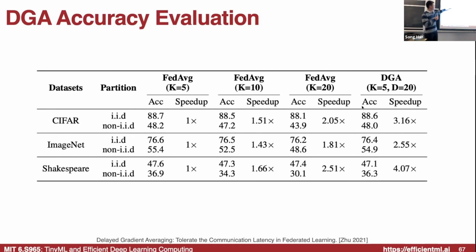This is the evaluation on image and also language datasets. We can show the speedup using delayed aggregation compared with other methods such as the average. The speedup is quite significant, like 3 to 4 times, while maintaining the accuracy. Here we have a delay of 20 steps. We can delay for a timestamp of 20 steps.